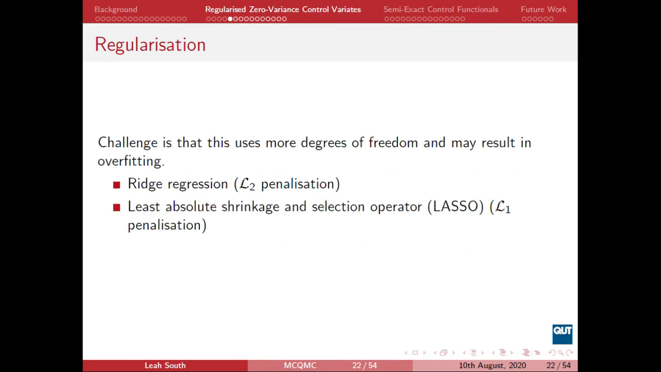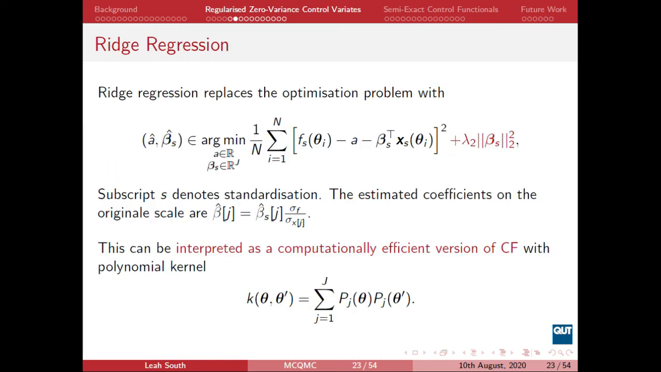The problem, of course, with that is that if you increase the polynomial order, you get a lot more terms in your regression. And we know that that uses more degrees of freedom, and it may result in overfitting. So the 2 approaches that we look at to overcome this are ridge regression, which is an L2 penalization, and LASSO, which is an L1 penalization. We also look at an alternative approach based on prior information and using that to overcome the curse of dimensionality.